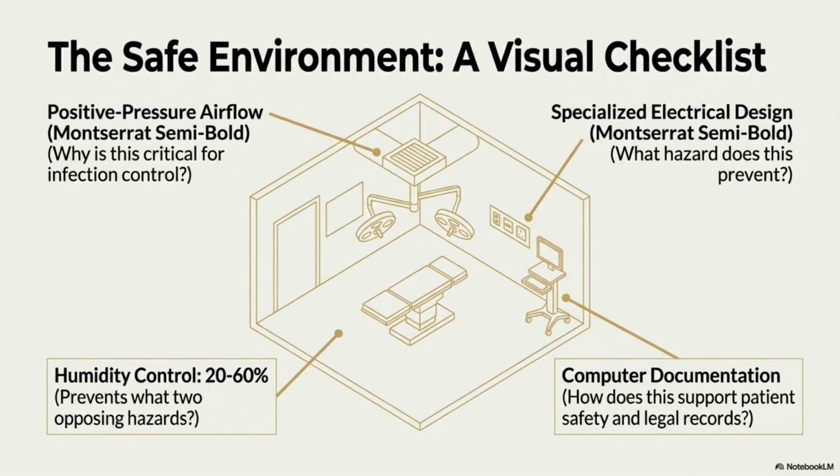Let's look at humidity control. We see 20 to 60%. But why this range? Too low increases static electricity and fire risk. Too high increases microbial growth. Environmental control is both infection prevention and hazard prevention.